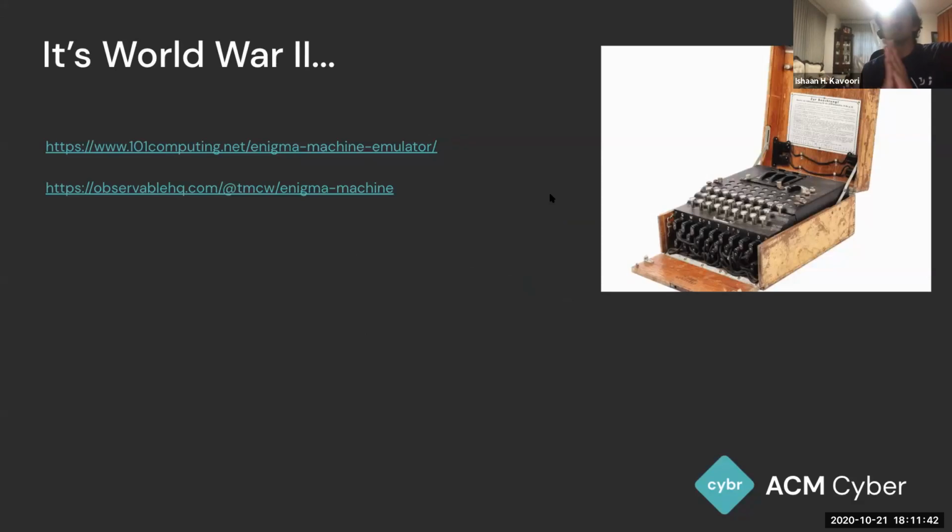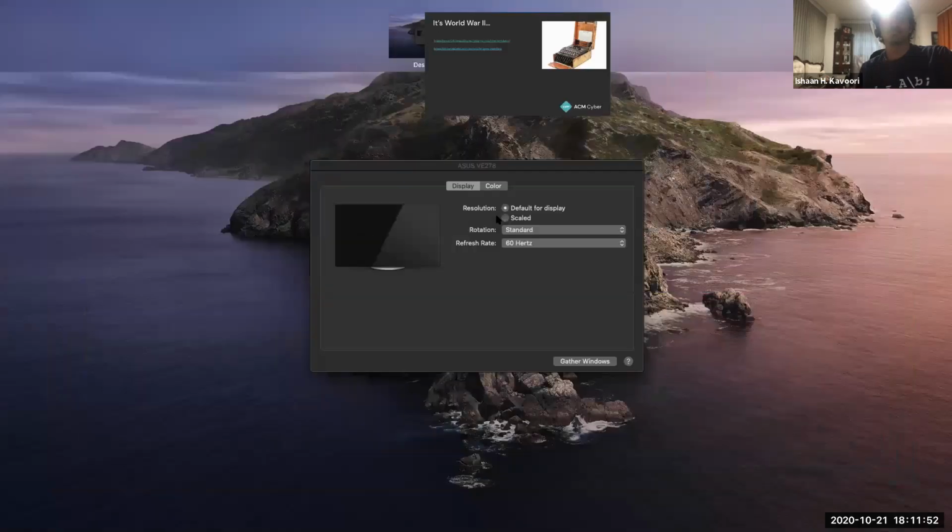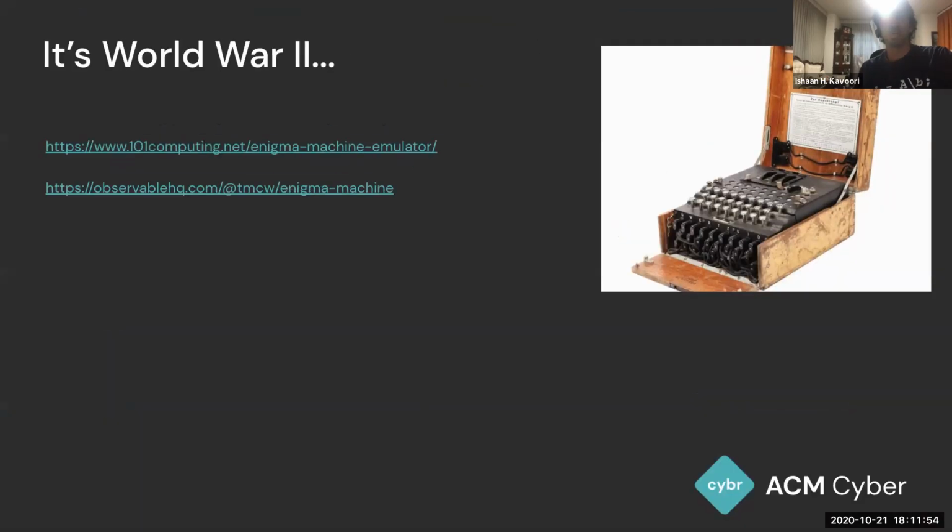Okay, so to start off with, imagine it's World War II, right? The Germans have the secret code that they've been using, the Enigma machine. They've been sending messages to each other, and while the Allies can intercept these messages, they can't decode them. They don't know what the Germans are saying to each other.